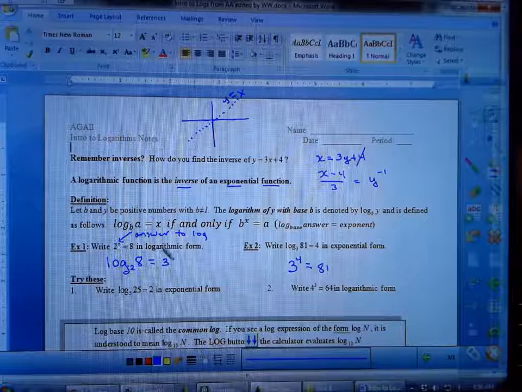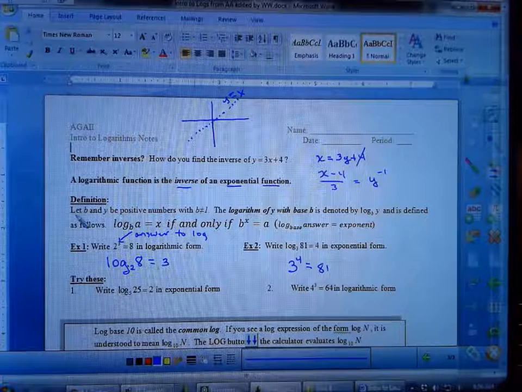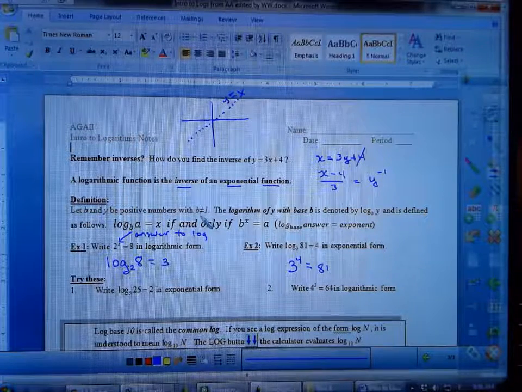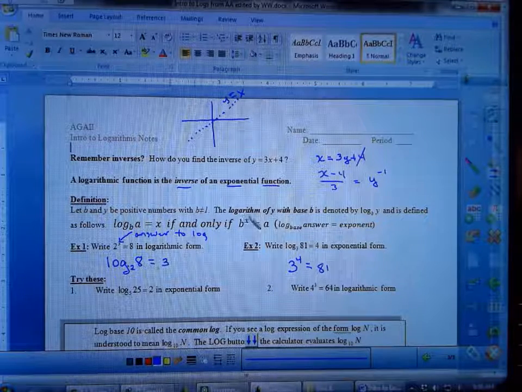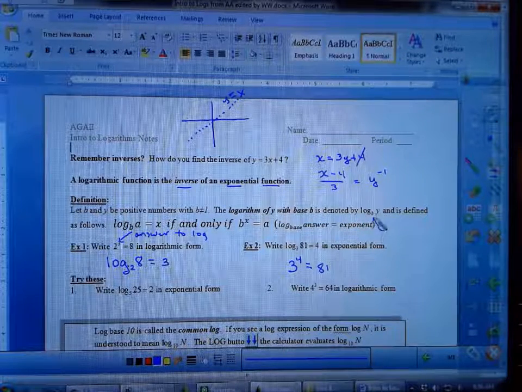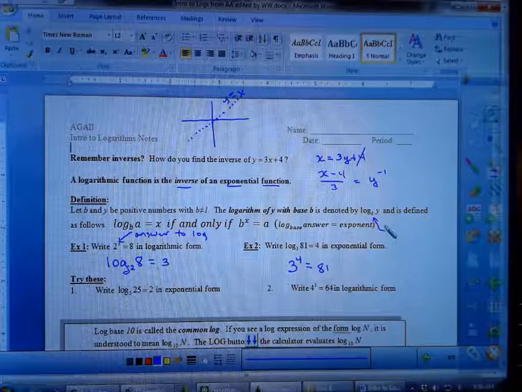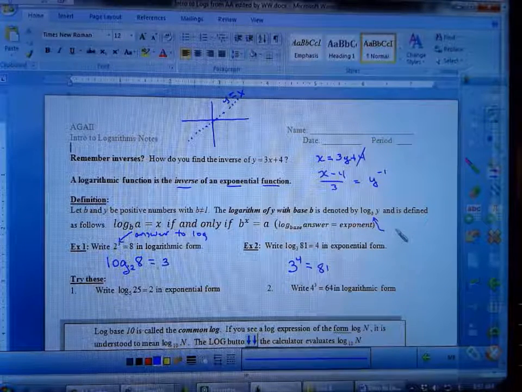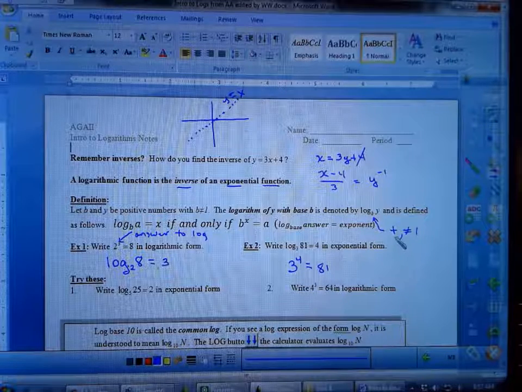All right, let me read this up here, and it gives you some restrictions as to what values you can use. Let b and y be positive numbers, and b cannot equal 1. I'll explain why in just a second. The logarithm of y with base b is denoted like this. Basically they're saying that b has to be positive, but it cannot be 1. It can be a decimal, like 1/2, but it has to be positive and it cannot equal 1.